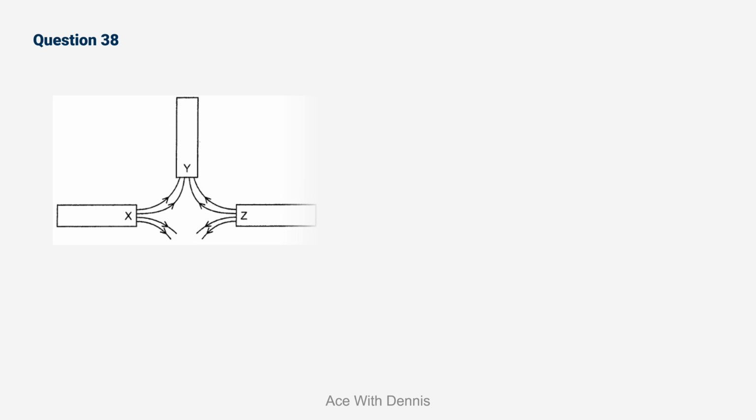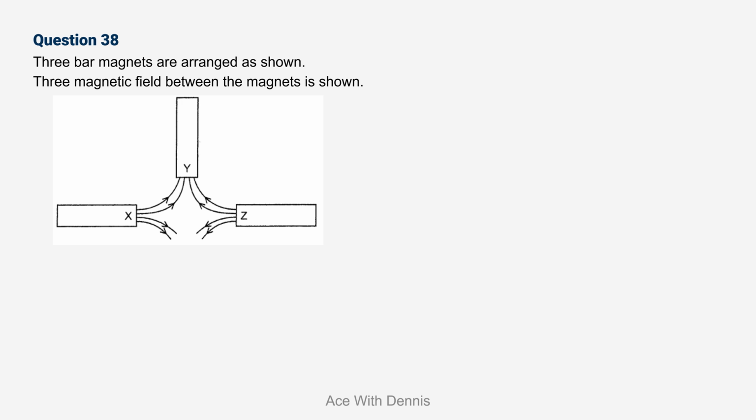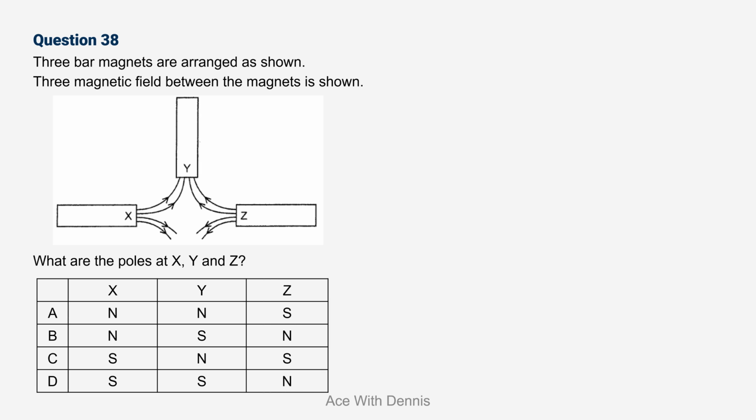Question 38. Given this diagram, 3 bar magnets are arranged as shown. The magnetic field between the magnets is shown. What are the poles at X, Y, and Z? So here are the 4 options.